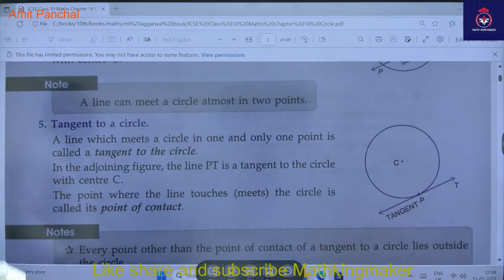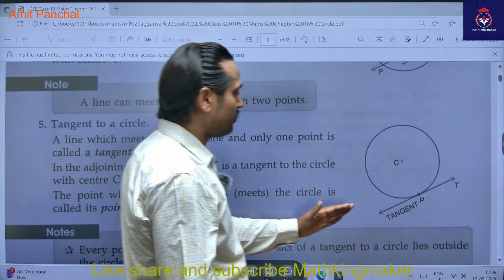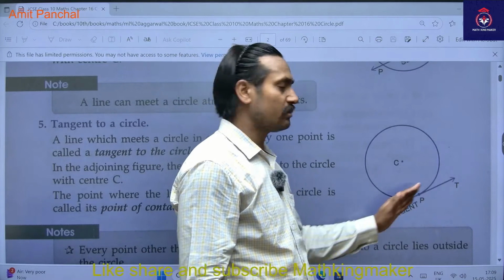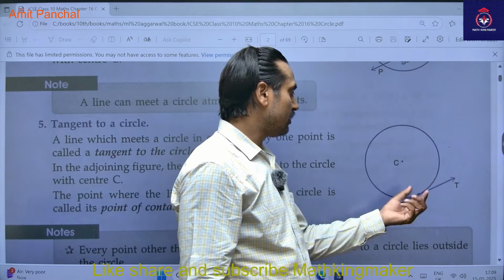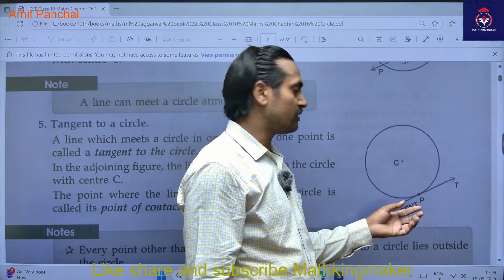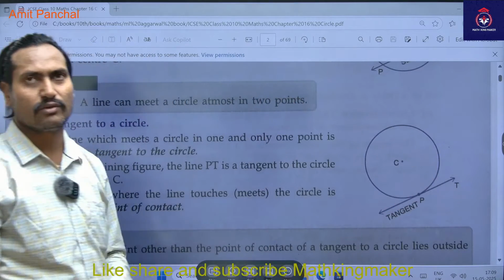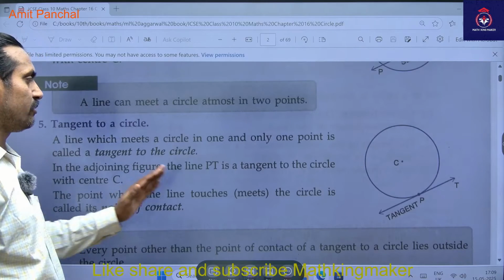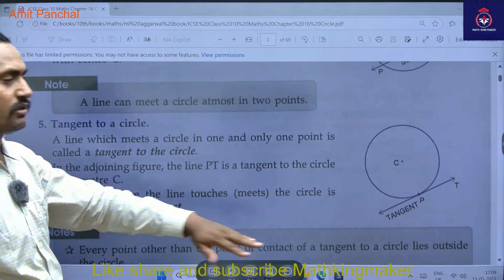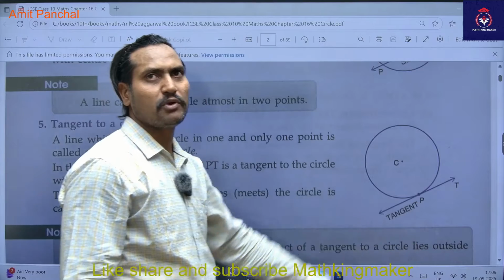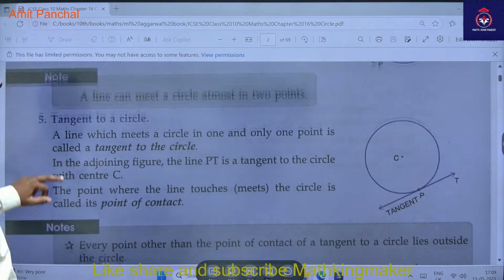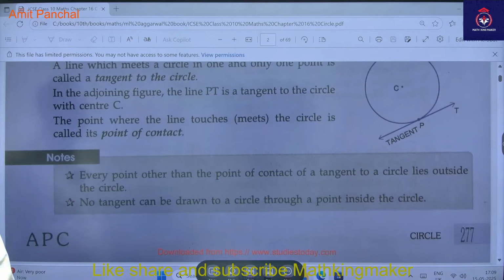Now tangent to a circle. If a line is just touching the circle and passing, not cutting that circle, it is just touching the circle, so that is said to be the tangent of the circle. That means it is just touching a point on the circumference. Got it?